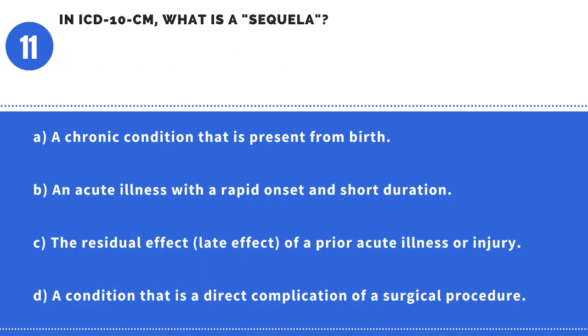Question 11. In ICD-10-CM, what is a sequela? A. A chronic condition that is present from birth. B. An acute illness with a rapid onset and short duration. C. The residual effect, late effect, of a prior acute illness or injury. D. A condition that is a direct complication of a surgical procedure.